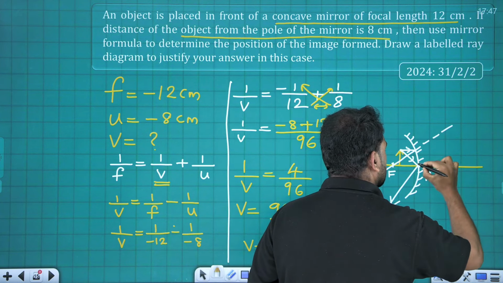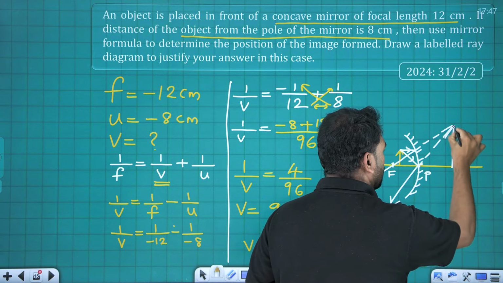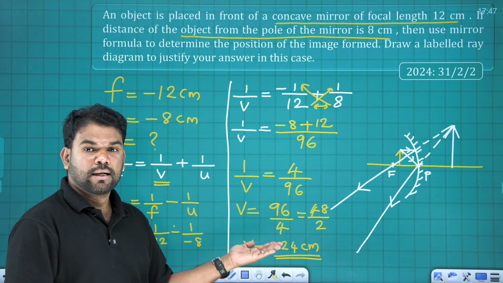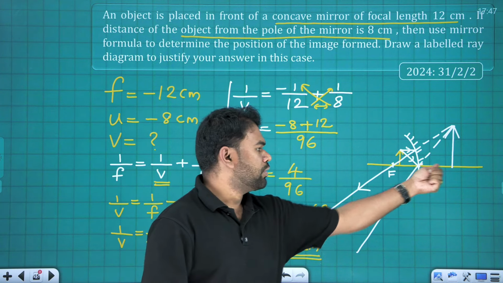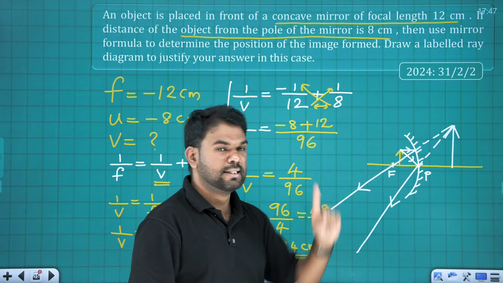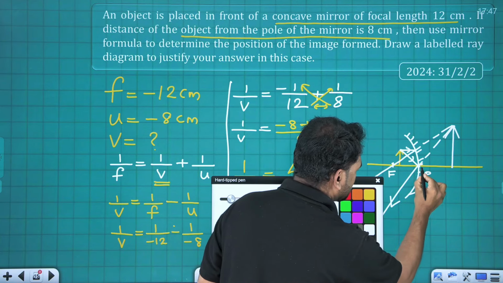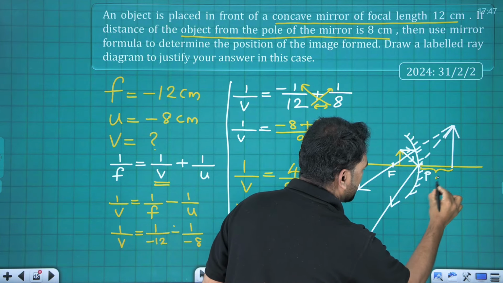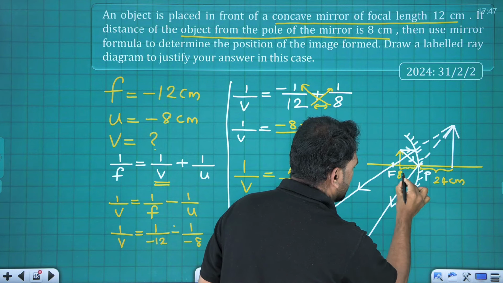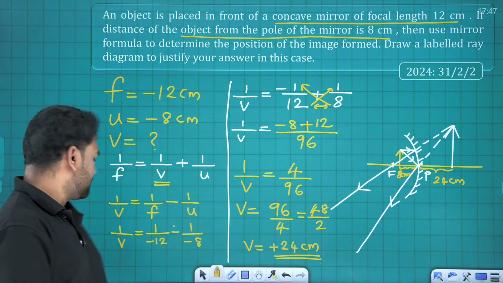So you can see that the image is formed behind the mirror, and the image will be a virtual erect and enlarged image. As per our obtained answer, the distance from pole to the image is 24 centimeter, and pole to this focus is 8 centimeter. So we can mark that also in our diagram. This distance is 24 centimeter and this distance is 8 centimeter. So I think all of you got the answer.